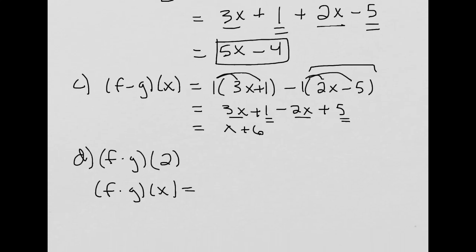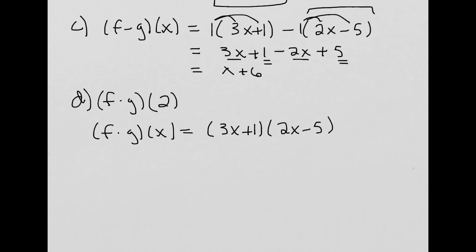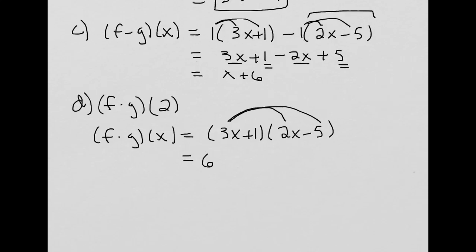So if we do that, we've got 3x plus 1 times 2x minus 5. Now that I'm multiplying one group by another group, I have to do a bunch of distributing. You might have called this FOIL. So I'm going to distribute the 3x through the second group. So 3x times 2x is 6x squared.